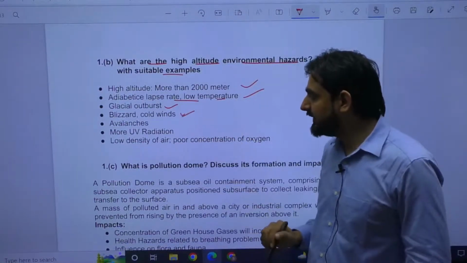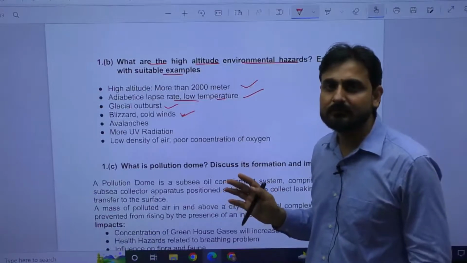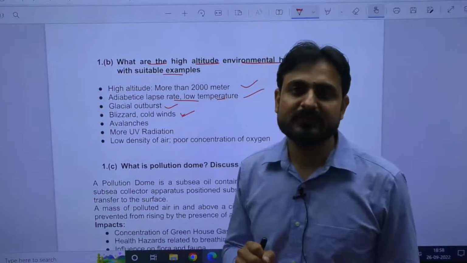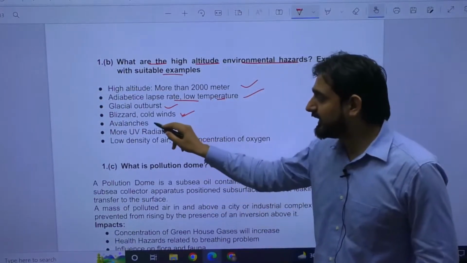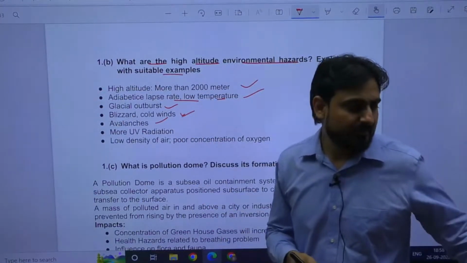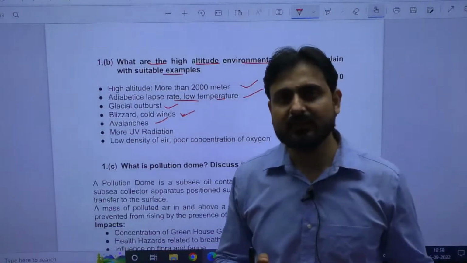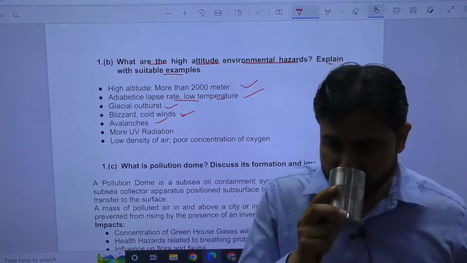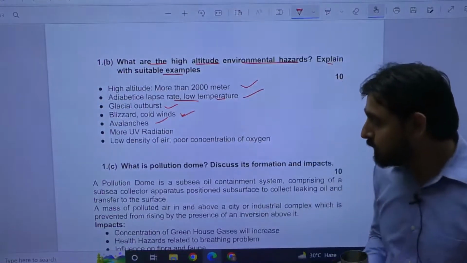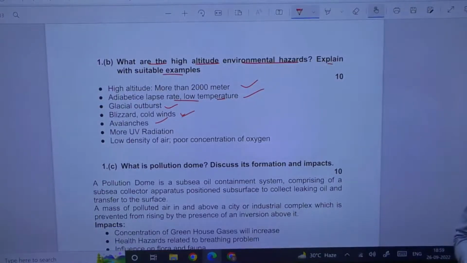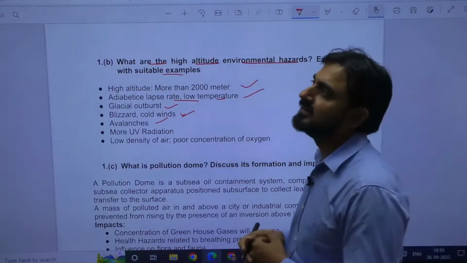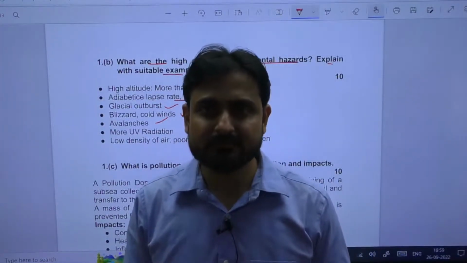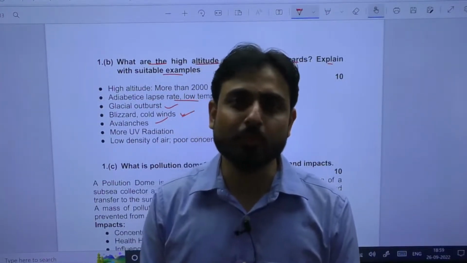Aeolian factors also created a huge problem or health hazard, generally at higher altitude. Then avalanche: you have noticed avalanche tragedies related to the army each and every time, generally in the Himalayan region. Then, because of high altitude and clean environment, after the rainy season there are sharp, very penetrating UV rays.